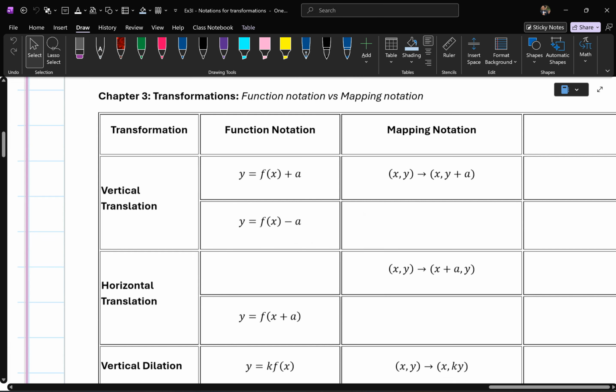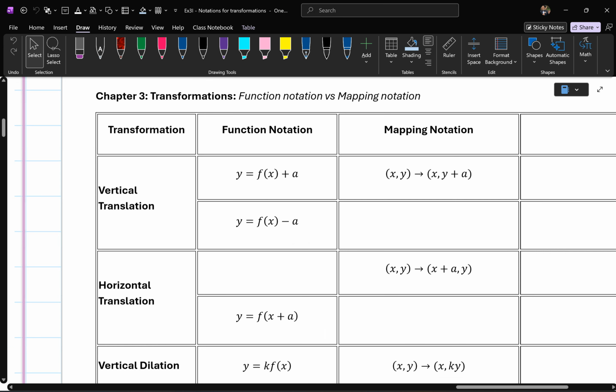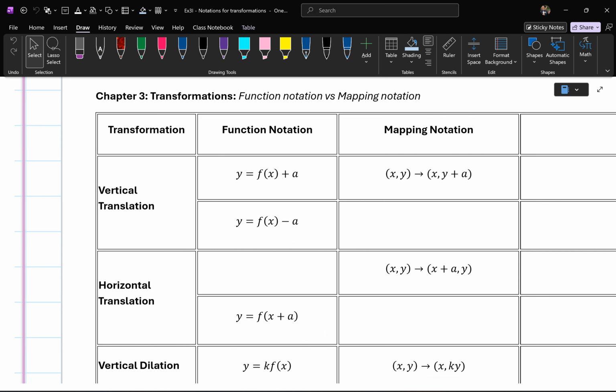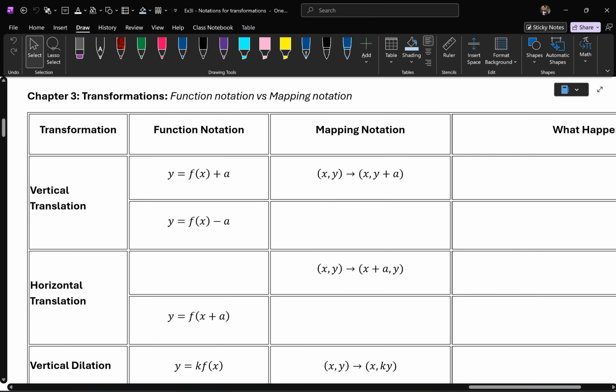So here we go. On the side, transformations, vertical translation, we already know it's y plus a. So plus makes it go up. In the function notation, this is your function, which is your y, and you're adding a to all the y values, hence it shifts it up as well. So this means up. You can write that on the side if it helps you remember. This just means up by a.